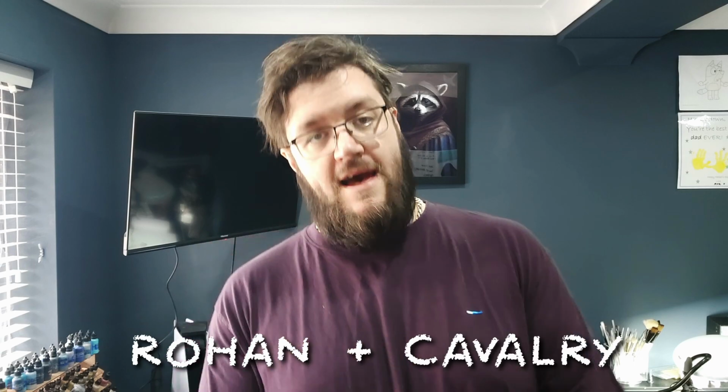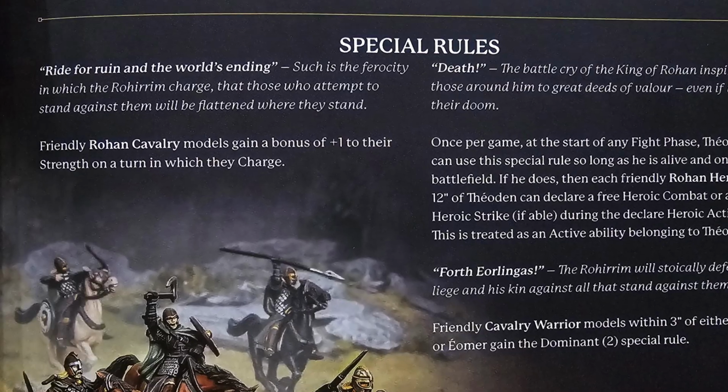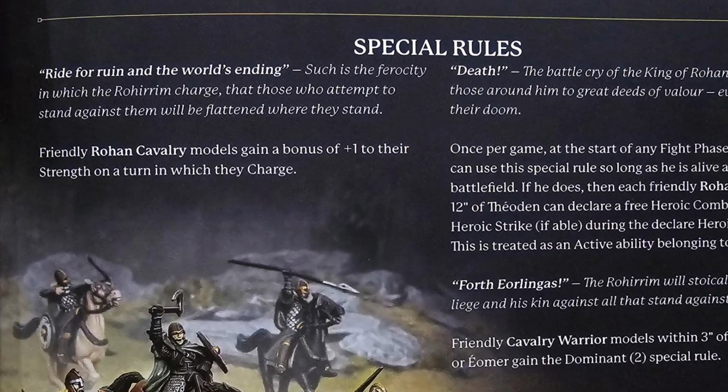Some rules may list multiple keywords in them. In this case, a model must have all the keywords listed with the associated profile to be affected by the rules in question. If a rule affects all Rohan cavalry, then the model in question must have both the Rohan and the cavalry keywords. The example here, Ride for Ruin and the World's Ending, states friendly Rohan cavalry models gain a bonus of +1 to their strength on a turn in which they charge.